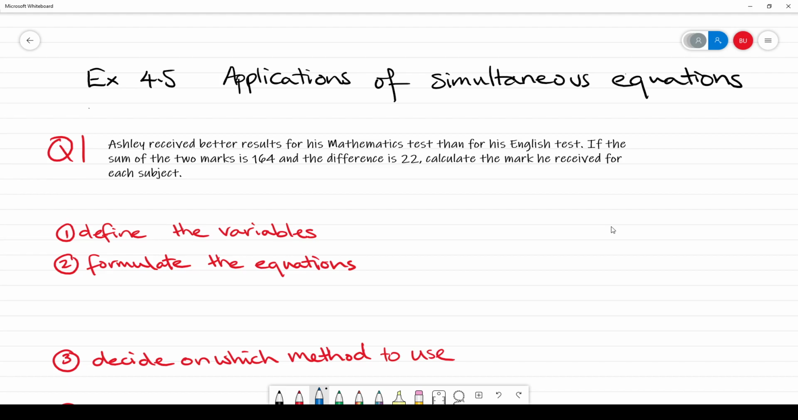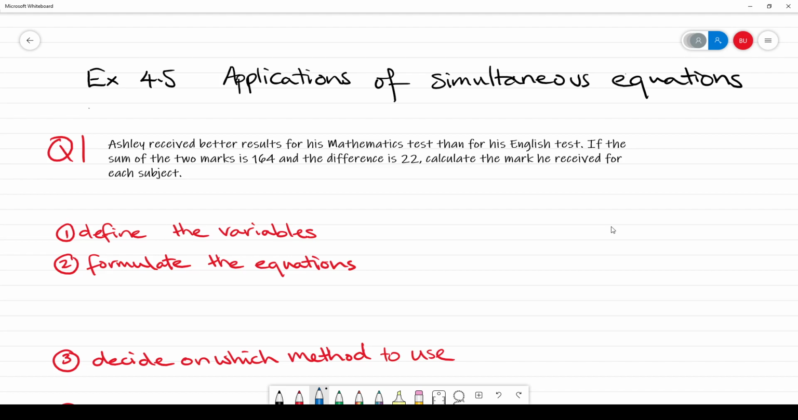So question 1. Ashley received better results for his mathematics test than for his English test. If the sum of the two marks is 164, the difference is 22. Calculate the mark he received for each subject.